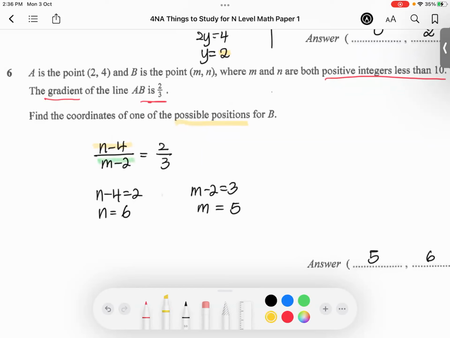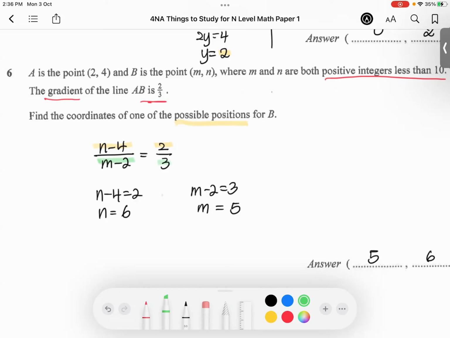And I equate it to my gradient. From here you can obviously see n minus 4 is equal to 2. Let me guess a number. They're just asking you what is one possible value, so I'm going to guess a number by working backwards. n minus 4 is equal to 2, so n will be equal to 6. Next one, n minus 2 is equal to 3, the denominator over here, then n equals 5.